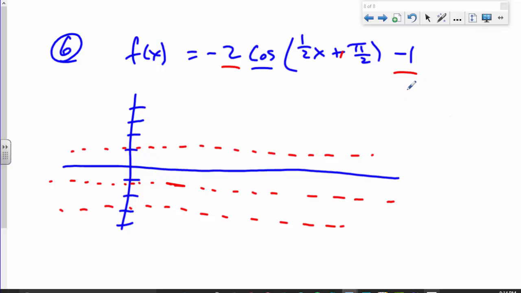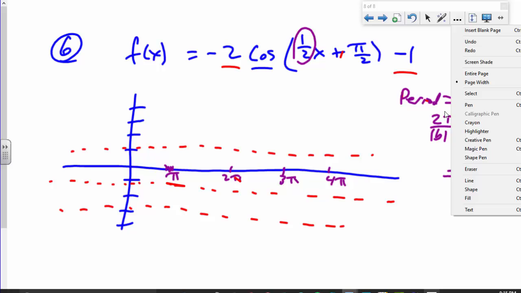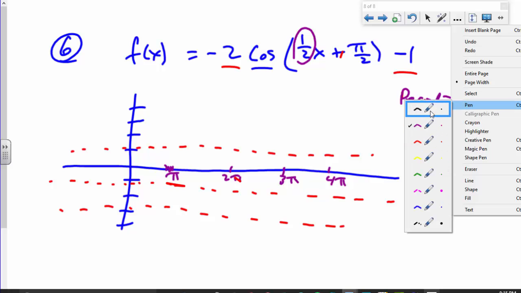Okay, so let's go ahead and figure out the period first. 2 pi over absolute value of b. b in this case is 1/2. So this is 2 pi over half, which is now 4 pi. That's your period, so you should write it somewhere, quarter it, and here will be 3 pi. Okay, and let us get going with the graph.